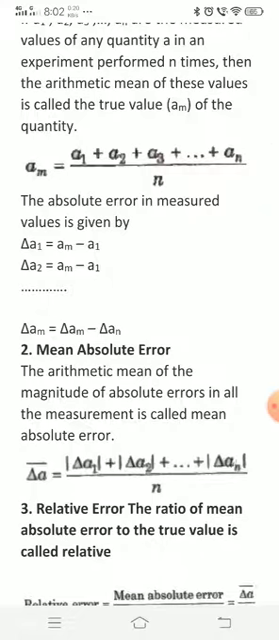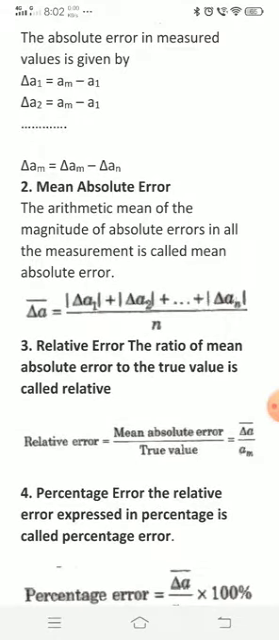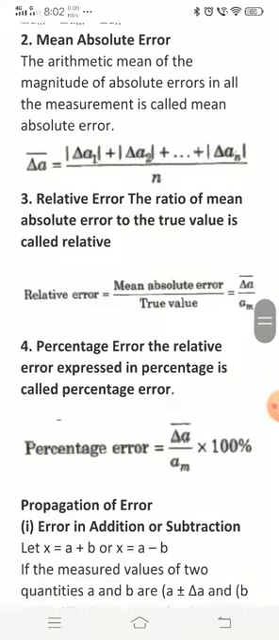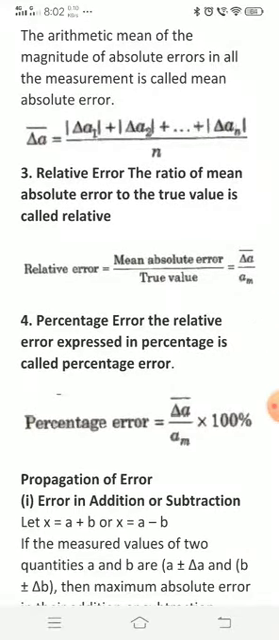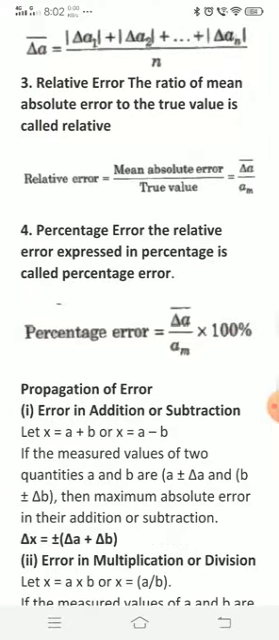Suppose many observations are taken and you want to find the mean absolute error, then all the absolute errors are converted into a mean value, that is, the average is taken. The ratio of the mean absolute error and the true value is called relative error or fractional error. Fractional error multiplied by 100 gives percentage error.